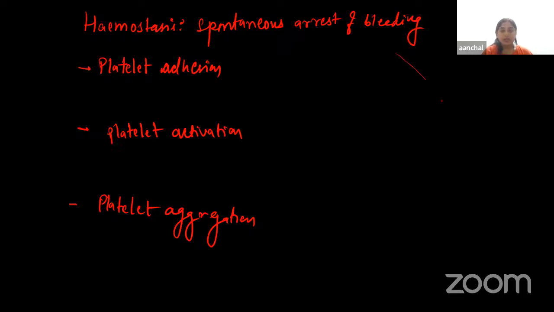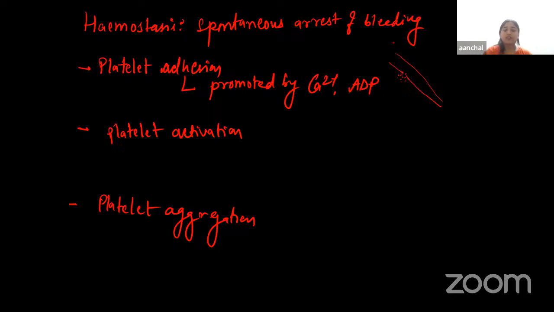Now, what is platelet adhesion? Whenever there is an injury in a blood vessel, what will happen? As we have discussed, the property of platelet adherence, right? So the platelets stick to the exposed collagen, laminin, and von Willebrand factor present on the endothelial cells in the blood vessel, right? This property is known as platelet adhesion, and platelet adhesion is promoted by two important things. The first is calcium ion, and the second is ADP. Okay, so again, remember, whenever a blood vessel is injured, platelets are going to adhere or stick to the exposed collagen, right?